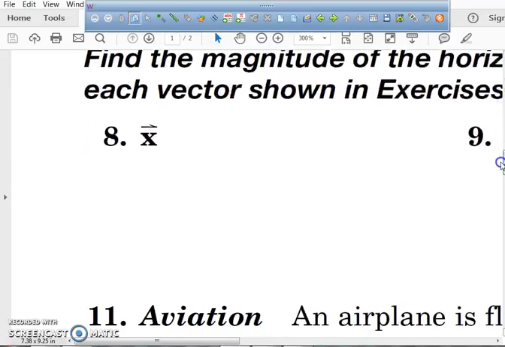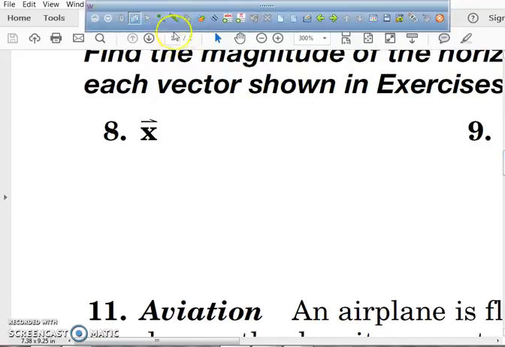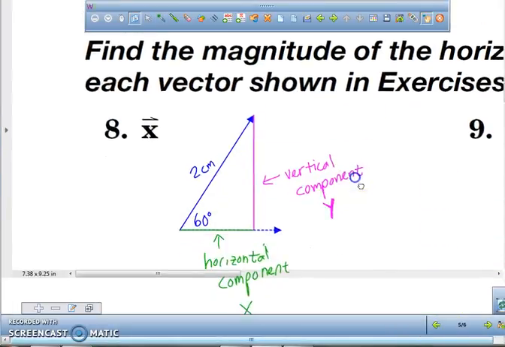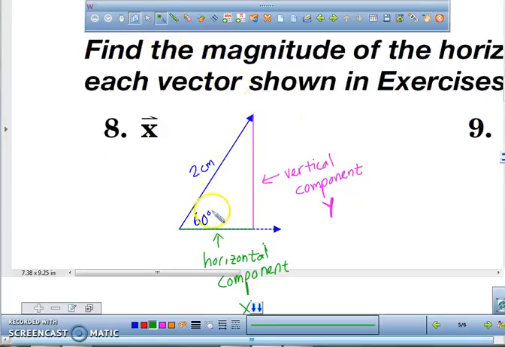We just kind of made this right here on problem number 8. We're saying that this vector on problem number 8 has a magnitude of what? What's our magnitude? 2 centimeters. What's our direction? 60 degrees. Now, we are going to use trigonometry, which is dealing with SOHCAHTOA.